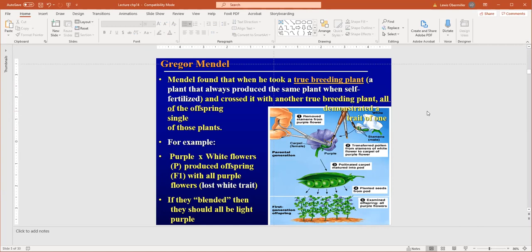It's just like what you would expect if you went to the store and you bought a packet of seeds and they had a picture of yellow flowers on it. You would expect to plant all those seeds and they would make yellow flowers. And if you let them fertilize each other, all of their seeds should have yellow flowers, and so on and so forth. So true breeding just means it's homozygous, right?